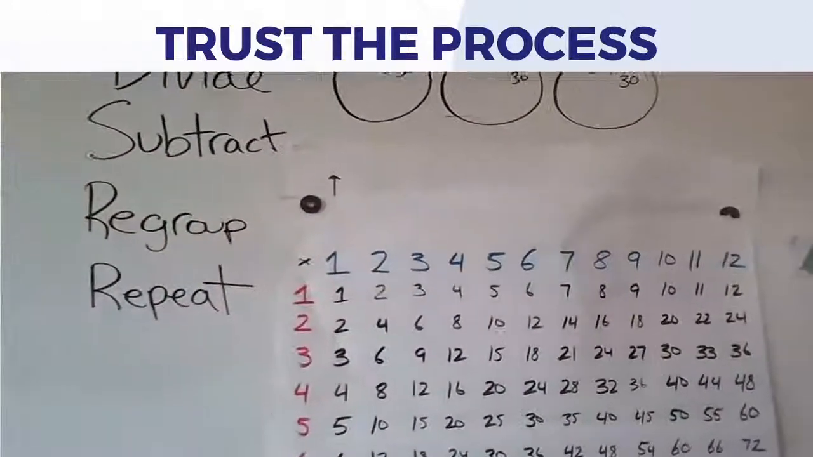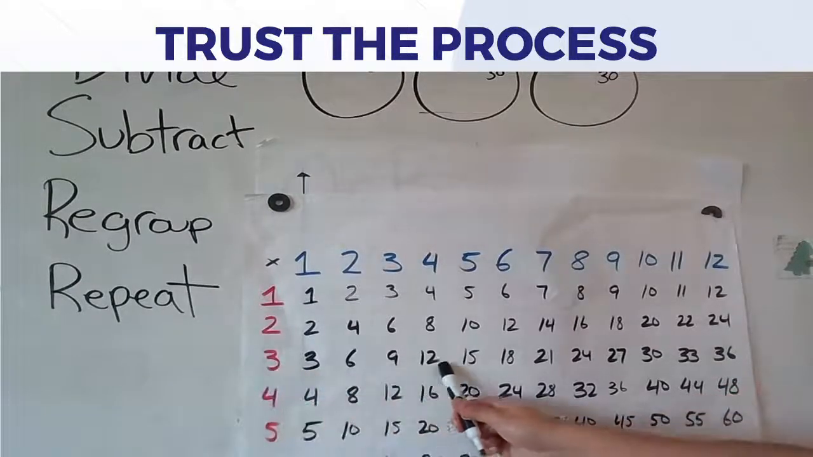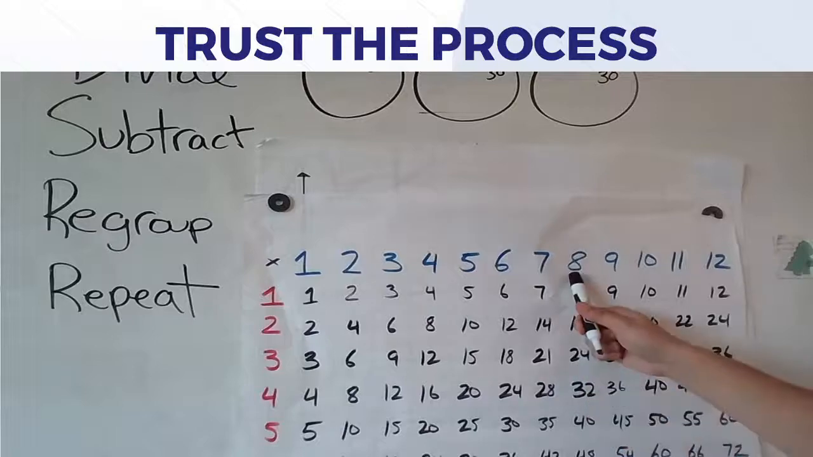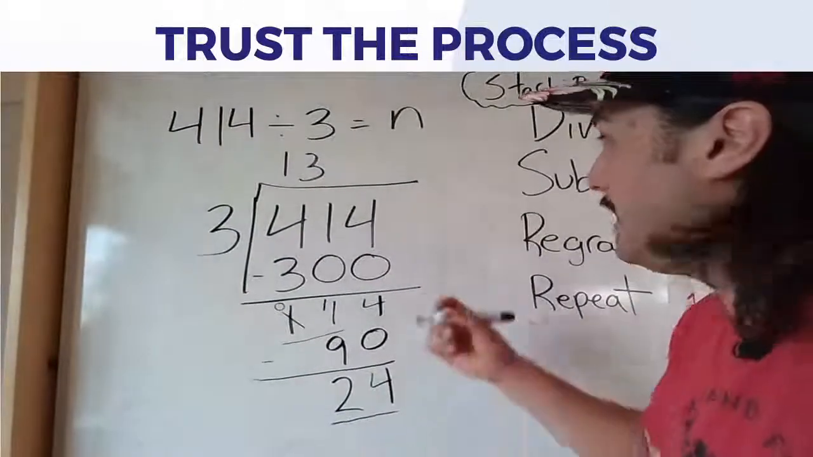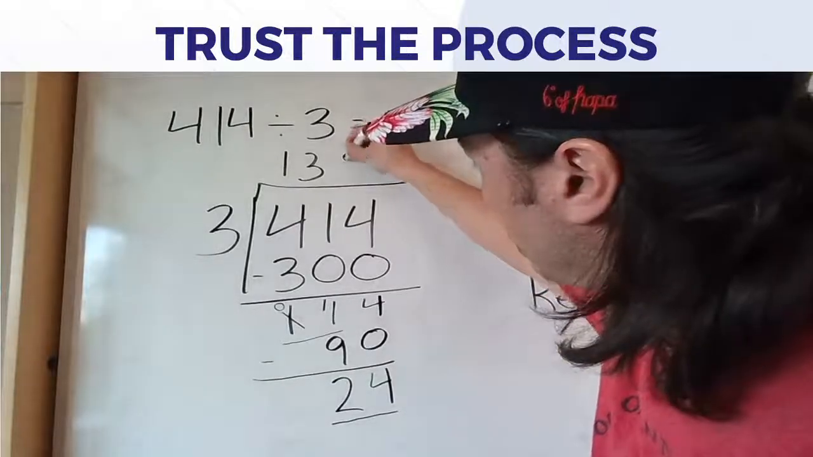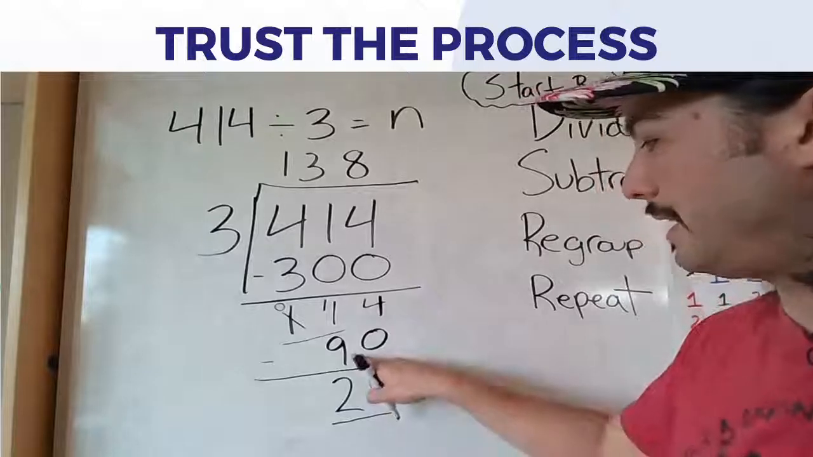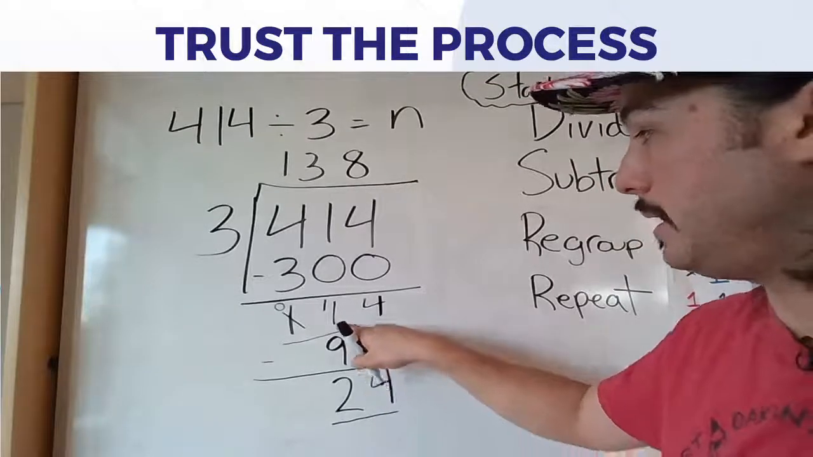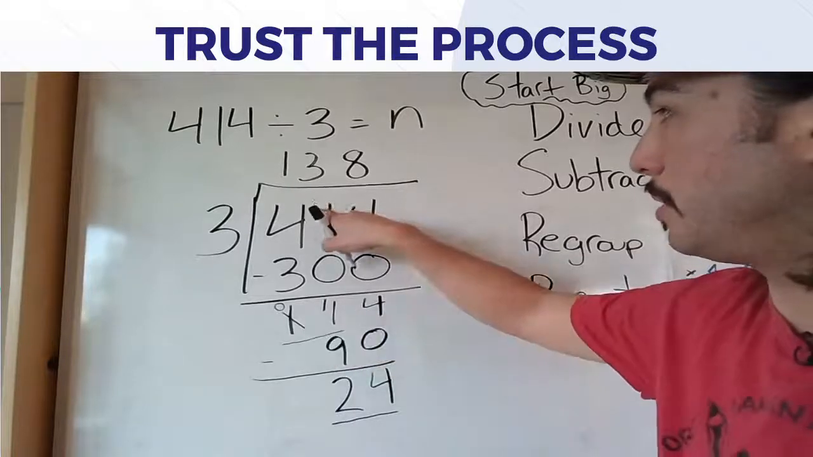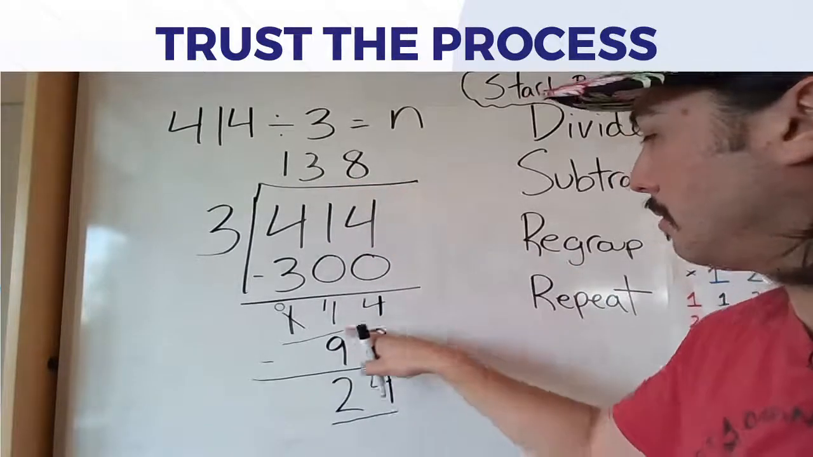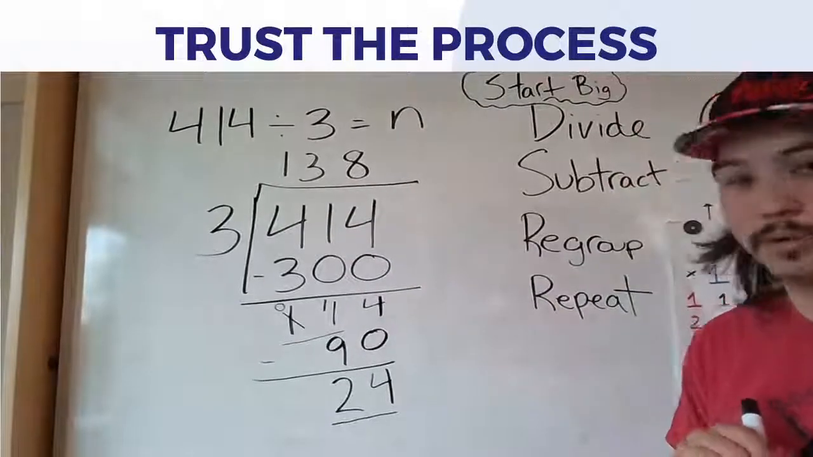3 times what is 24? 3 times 8 is 24. So I'm going to put an 8 over the ones place because I am dividing 24 ones by 3. Here I was dividing 11 tens, sorry, by 3. So I put my three groups, or my 3 tens, above the tens place.